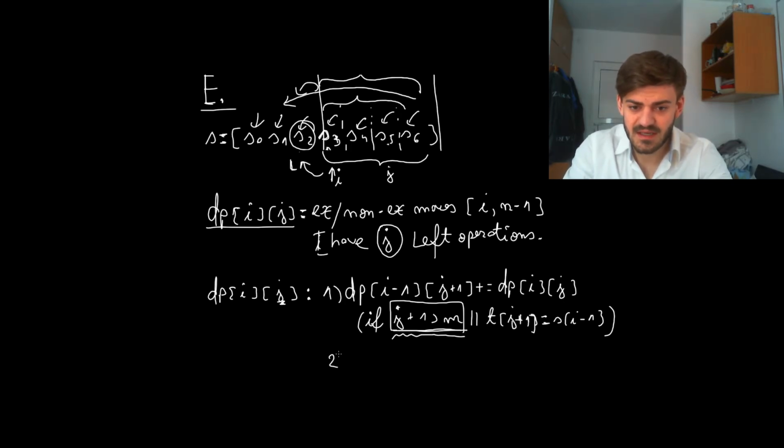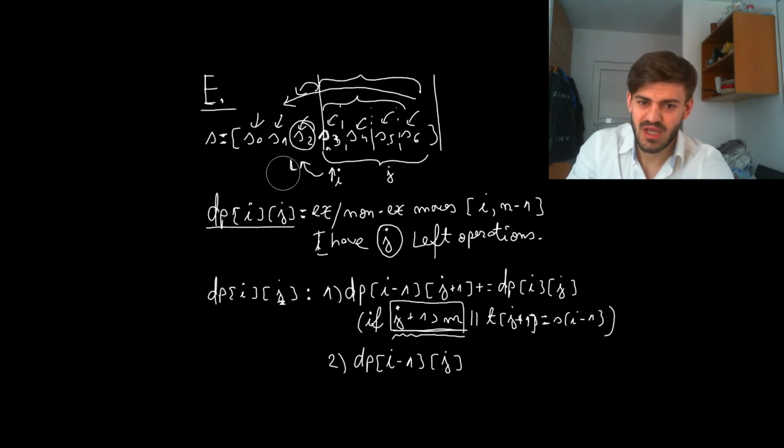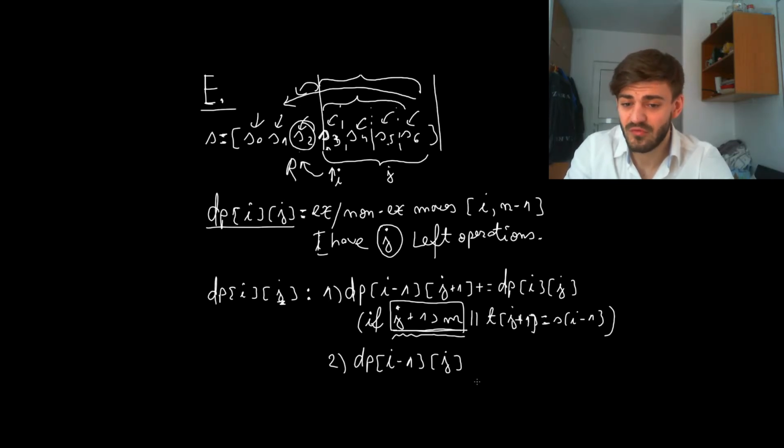And for the second scenario, it's exactly the same thing. You'll have a dp of I minus 1 and j. Why j? Because you now choose this one to be a right move. And if this one is a right move, again, I'm just going to increase it by dp of I and j.